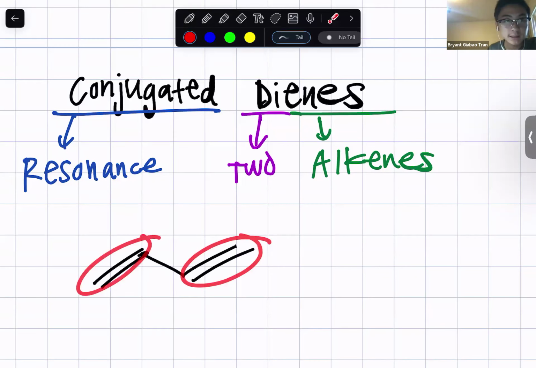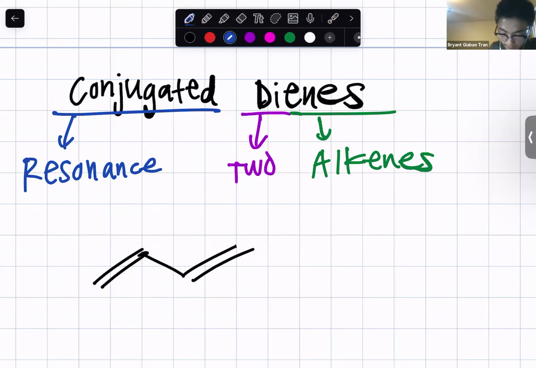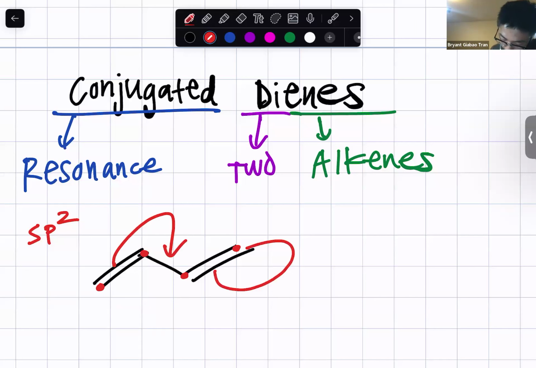Two alkenes that can do resonance with each other. And they could do resonance with each other because all of these atoms here are sp2 hybridized. A network of adjacent sp2 carbons can do resonance, where we can move that double bond there. This double bond can make a lone pair there, giving us this resonance structure here.